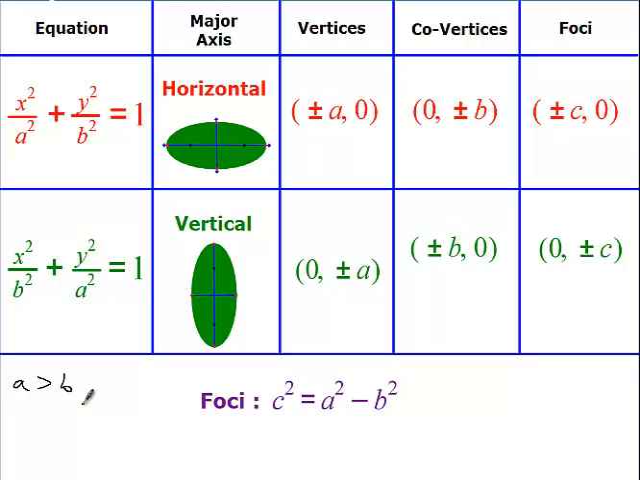Please get this copied, and please do not forget this formula down here on how to find the foci. c squared is equal to a squared minus b squared.